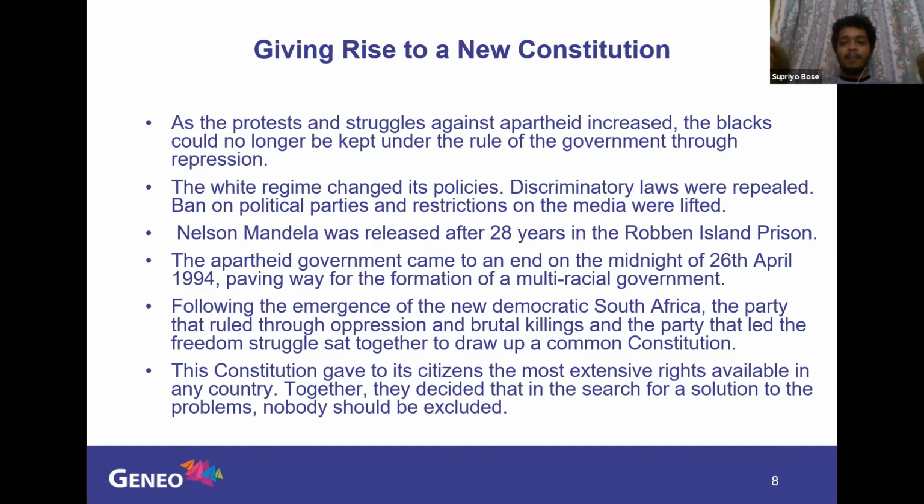Now they started to treat the black people equal to the white people. Clear?